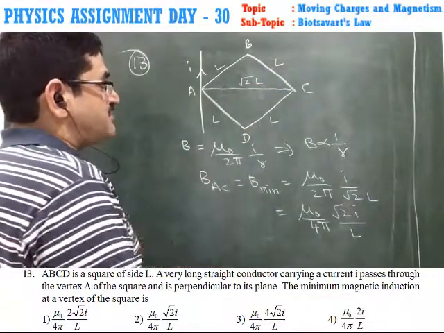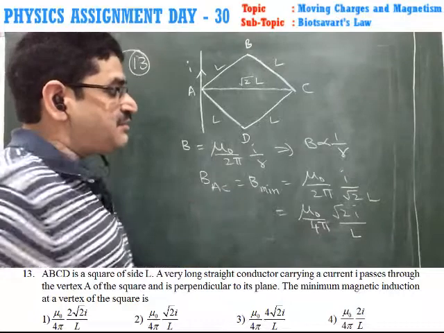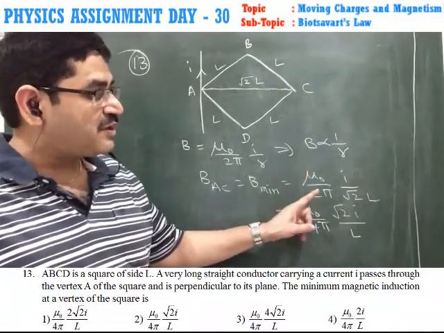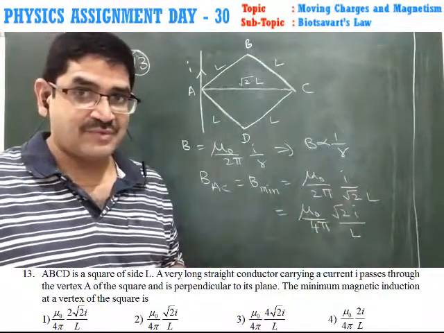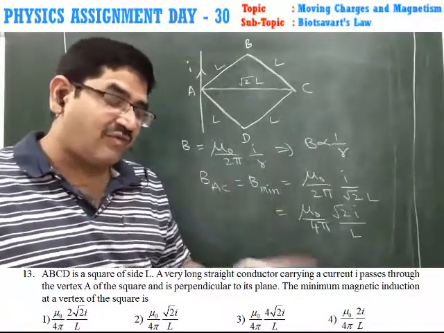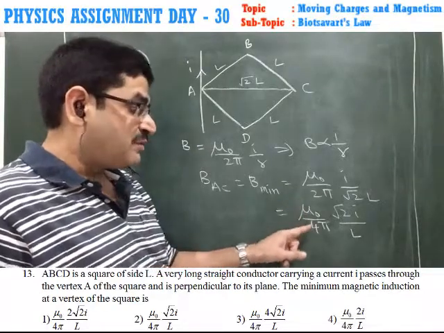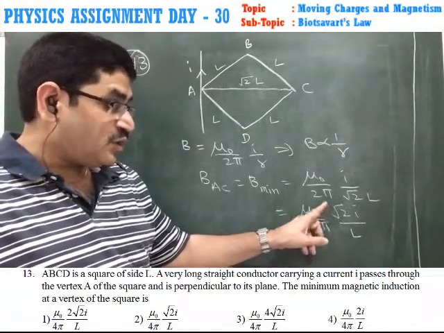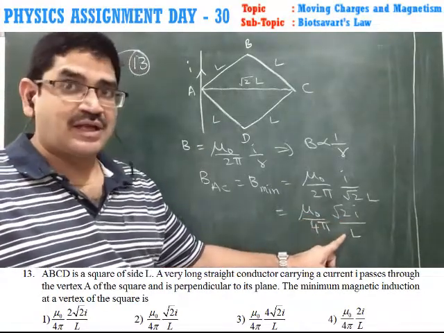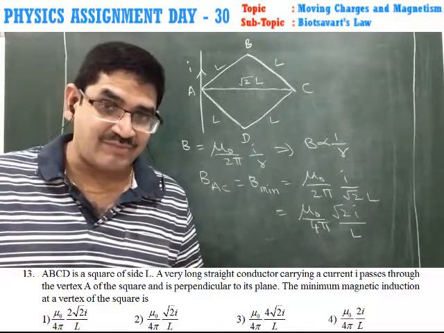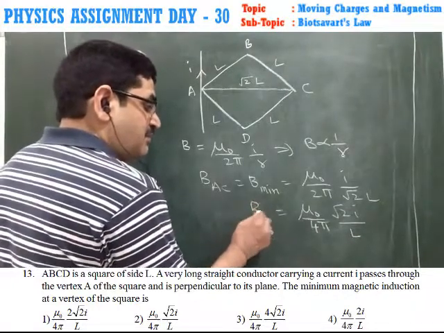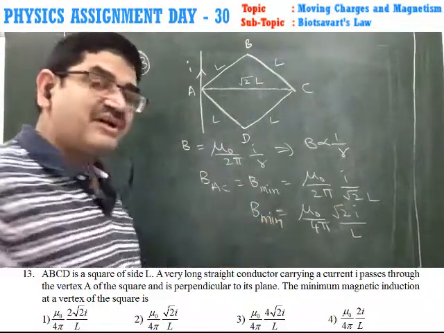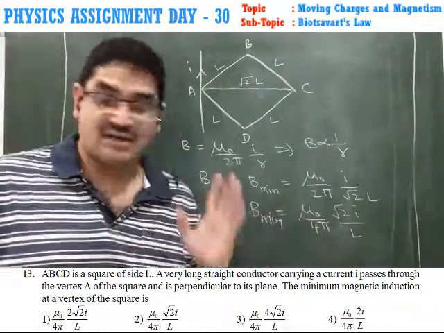Then we have to calculate B_AC, which is the minimum, given by mu naught by 2 pi, I by distance, which is root 2 L. I will multiply by 2 and divide by 2. Then you will get mu naught by 4 pi into 2I by root 2 L. The 2 gets cancelled by root 2, so you will get root 2 I by L. So B minimum is equal to mu naught by 4 pi root 2 I by L.